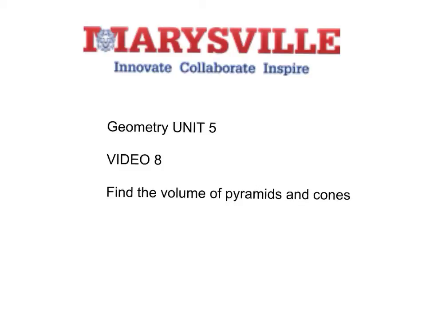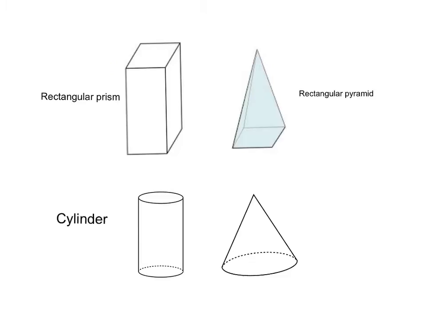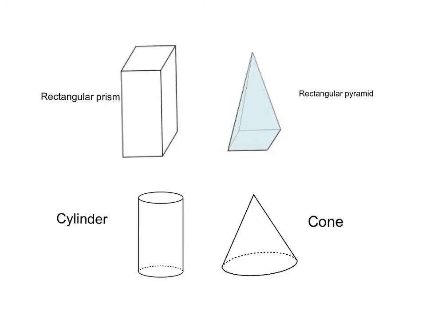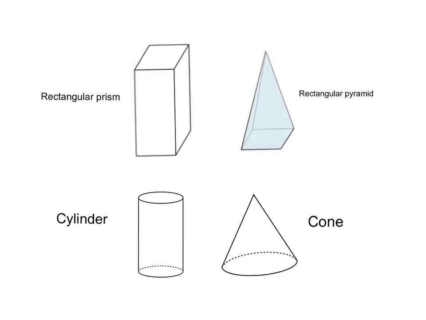Hi class, in this lesson we're learning to find the volume of pyramids and cones. In the last lesson we learned about finding the volume of prisms and cylinders, so making that connection. For prisms and cylinders we could think of stacks, like this square or rectangular CD case multiplied by the height of that stack, or a pancake multiplied by the height of the stack of pancakes.